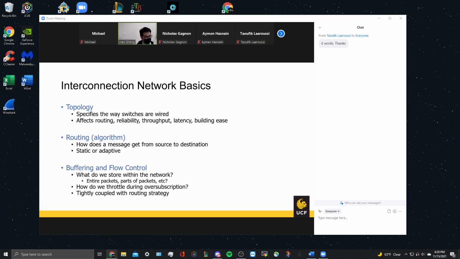Is that clear? So how do we handle oversubscription, tightly coupled with the routing strategy? Okay, so this should be done by the flow control, right? So for example, if all the cars are going to the same road, what can happen? Congestion. So how can we avoid that?